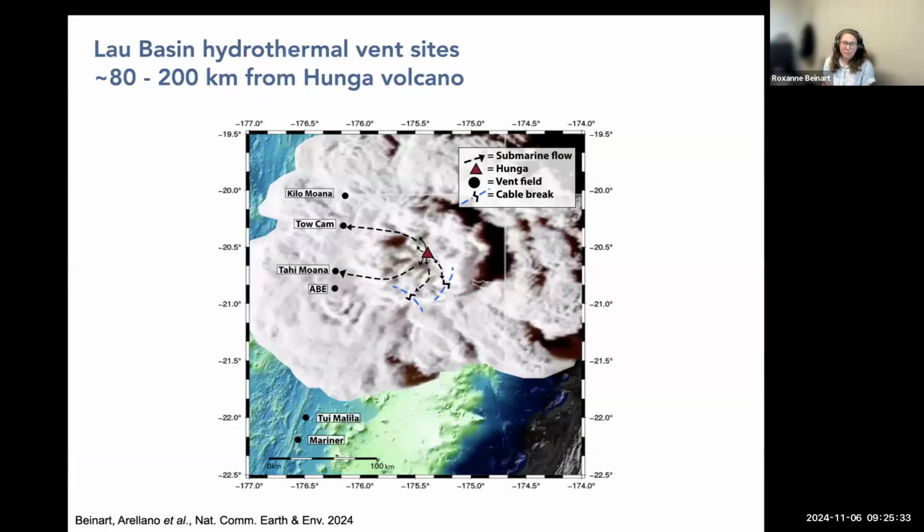These Lau Basin hydrothermal vent sites are fairly close to the Hunga volcano. This map shows the Hunga volcano in red, and then some of the Eastern Lau Spreading Center and Valu Fa Ridge sites relative to the volcano, and you can see the plume coverage there. This is where we saw the volcanic plume, with some arrows indicating potential submarine flows. Some of the sites that we have been working at were 80 kilometers from the volcano, and others were more like 200, but still obviously fairly close.